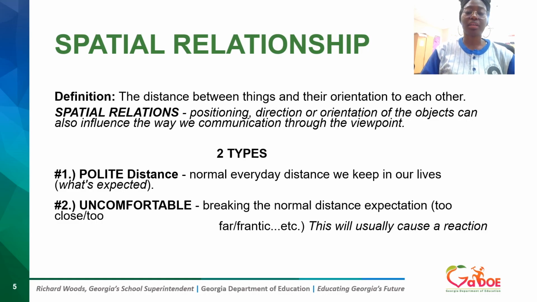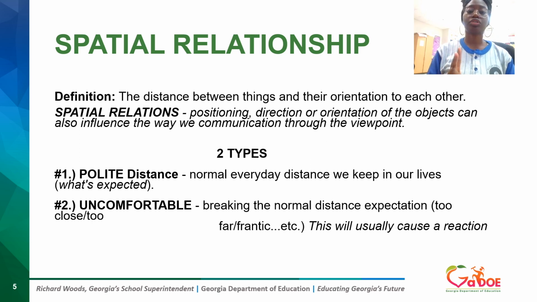When creating blocking, it is very important to understand spatial relationship. This is one of the viewpoints. It is the distance between things and their orientation to each other. So it's the spatial relations, the position, the direction or orientation of objects or individuals, and how they can influence the way we communicate through the viewpoint. How people are arranged on stage can communicate a lot about how they feel about each other, the relationships between these characters.